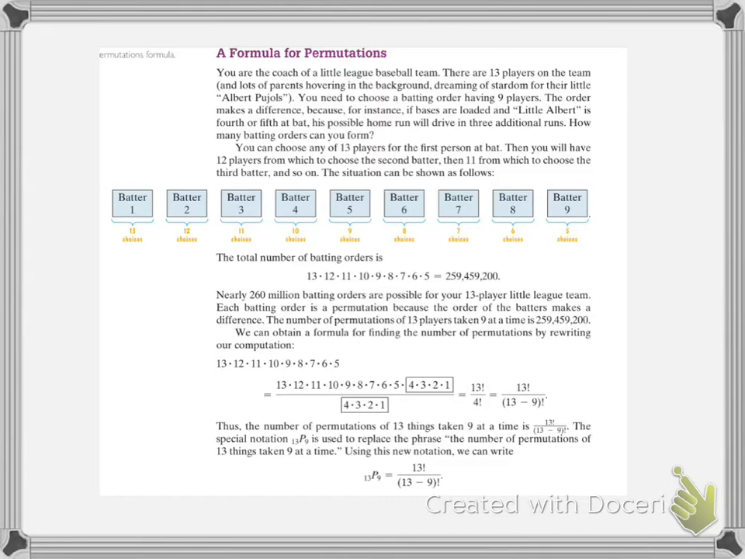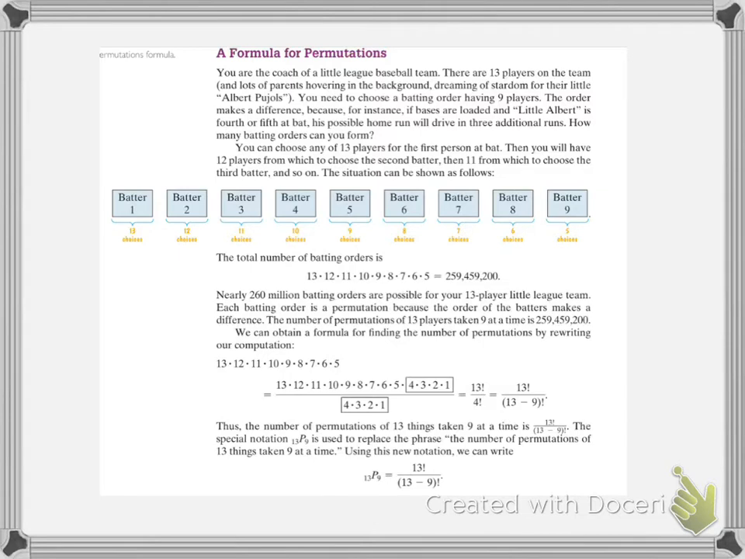You can choose any of the 13 players for the first person at bat. Then you will have 12 players from which to choose. Then you'll have 11 to choose, and so on and so forth. So for batter 1, I have 13 choices. Then after I picked one, I only have 12 left, then 11. And basically all the spots get filled, and in the very end, I have 5 choices because I didn't use all of the possible batters. So the total number of batting orders is found by just multiplying all those choices in sequence. Okay? So that's the total number of batting orders right there.